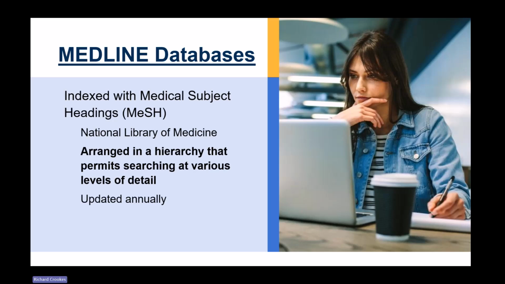So content, of course, whether it's a journal article, conference proceeding, book chapter, etc., these are indexed with the headings provided by the National Library of Medicine in the US. So these are arranged in a hierarchy that permits searching at various levels of detail, and the MeSH headings are updated annually. So currently you'll see on the interface Medline MeSH 2025. Of course, that will change come early next year to 2026.